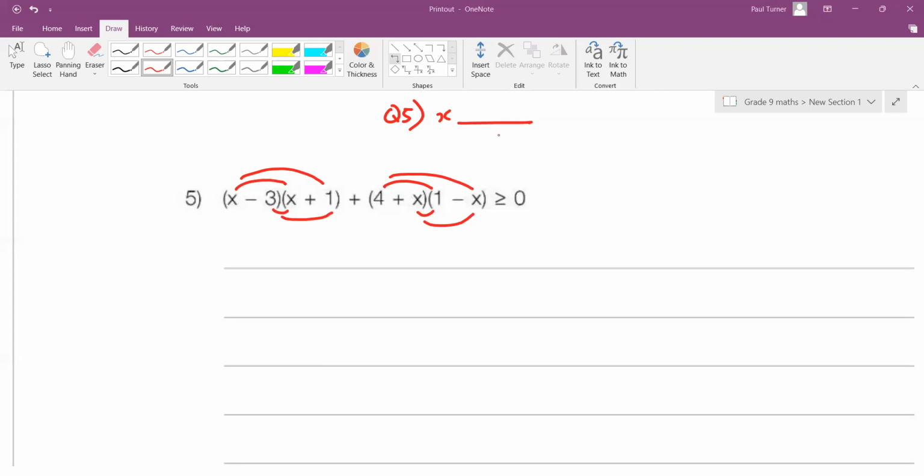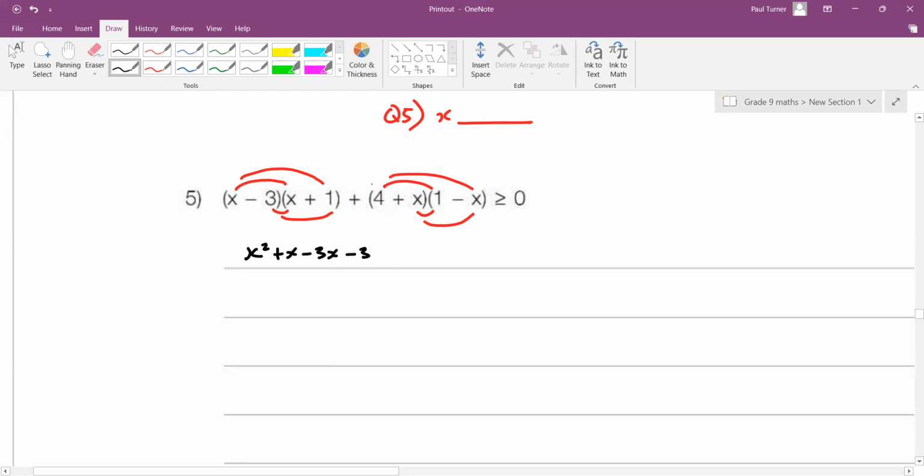Okay, 4 answers. Keep trying. 5, and more than that. So I'll do the first bit just to check you're going okay. So x times x, we'll have x squared. X times 1, that's x. Minus 3 times x, minus 3x. Minus 3 times 1, minus 3.